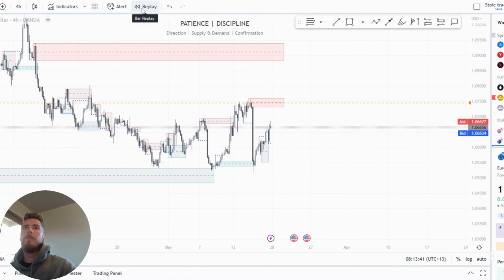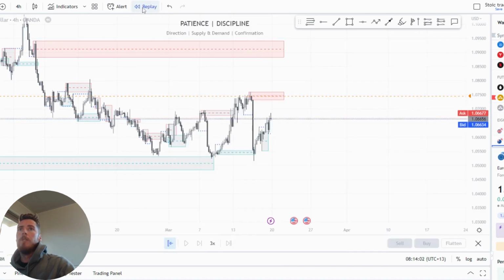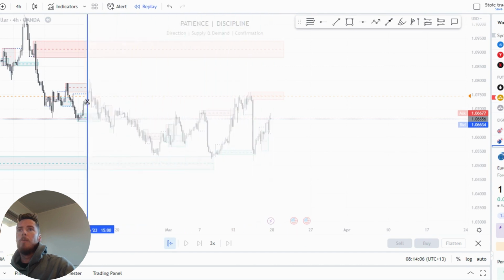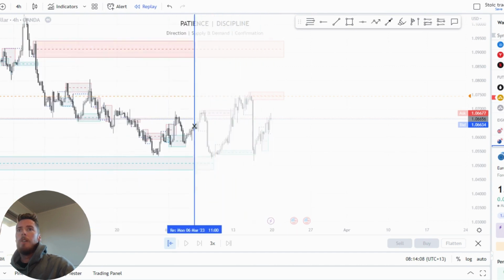And this is what allows you to go back in time and play out price action so that you can apply your strategy and trading plan to the charts. This gives you a way to test it without risking any real dollars. All you do is click on this and it gives you this snipping tool, and you can go back to any period in time.